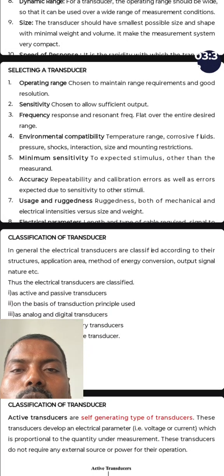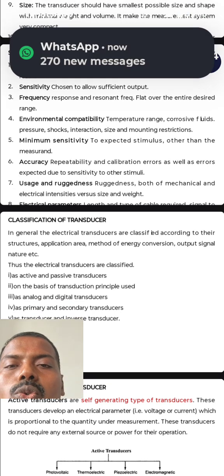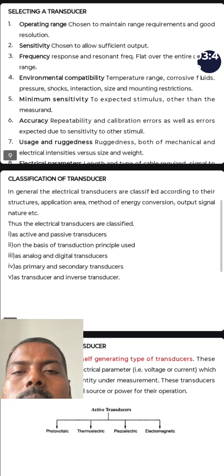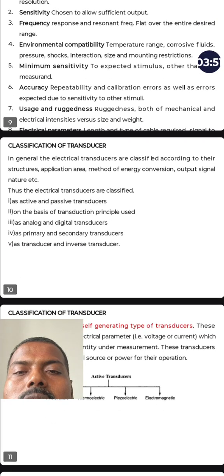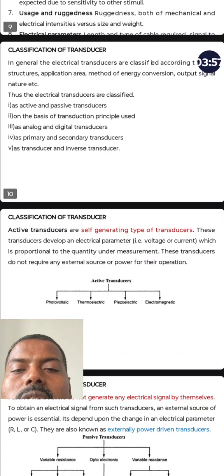How are we going to select a transducer? By using the operating range, the sensitivity, the frequency, environmental compatibility, the minimum sensitivity, accuracy and ruggedness. Then, the classification of transducers.